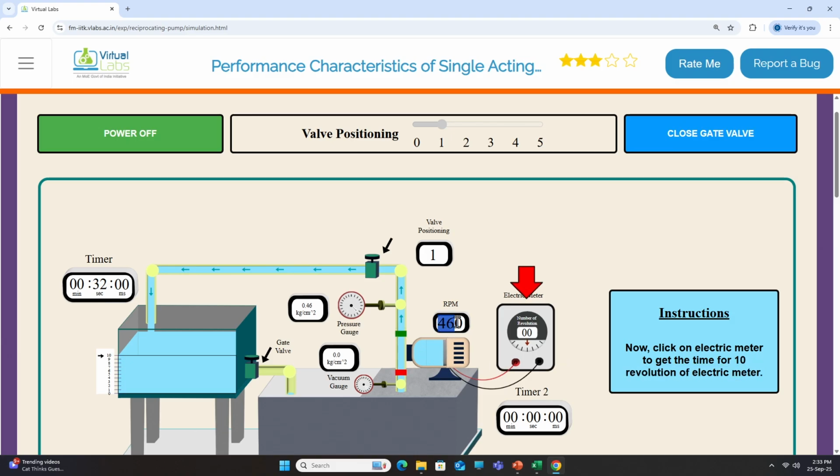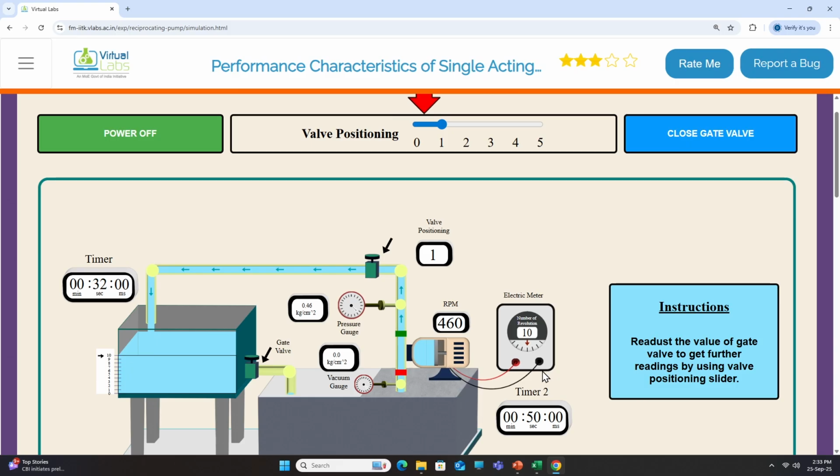It is showing 460 RPM, 0.46 kg per centimeter square of the pressure gauge reading, 0 kg per centimeter square for the vacuum gauge. Time to fill the tank till 10 centimeter of height is 32 seconds. Now, let me start the electric meter. It will run for 10 revolutions. The time is 50 seconds.